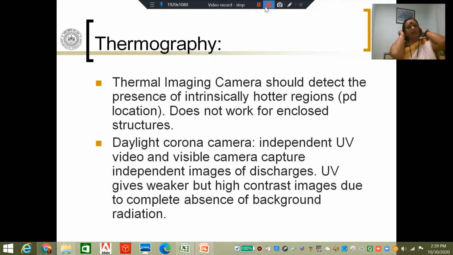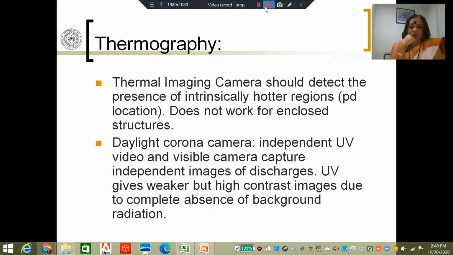So talking about other non-electrical techniques, we have looked at electromagnetic radiation, we have looked at sound. Now we will look at temperature. When there is partial discharge happening, PD radiates heat, and therefore it should be detectable by thermography. If I have a thermal imaging camera, it should be able to detect the presence of intrinsically hotter regions, and those hotter regions must be the location of the PD. But the problem with this is that it does not work for enclosed structures.